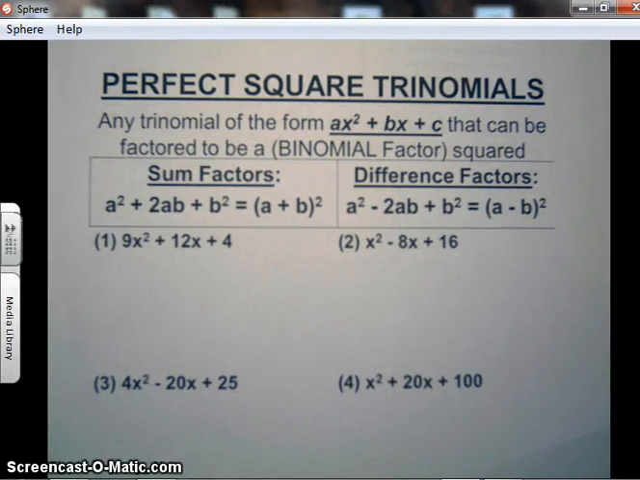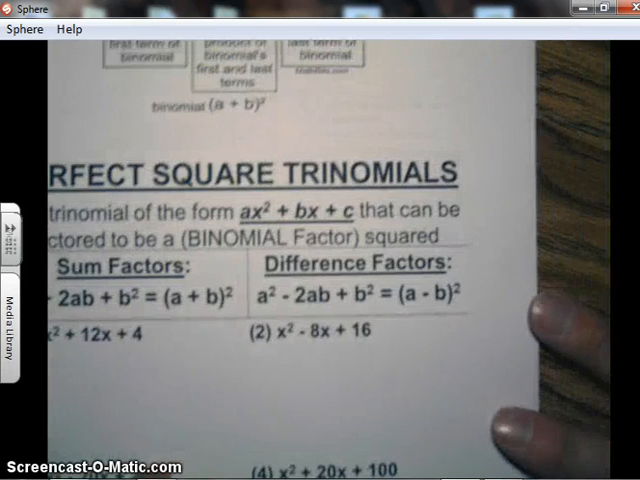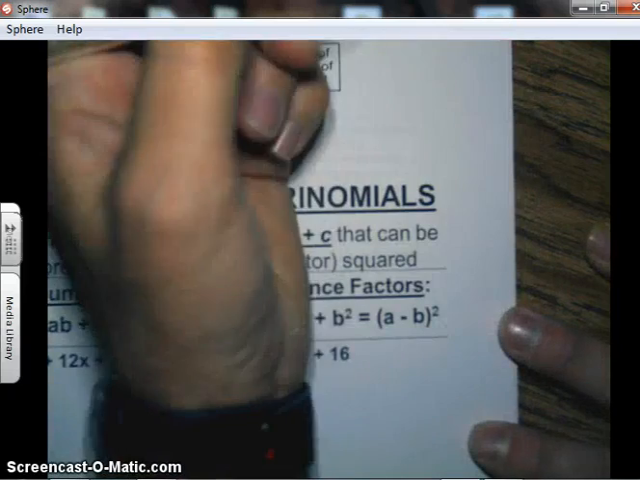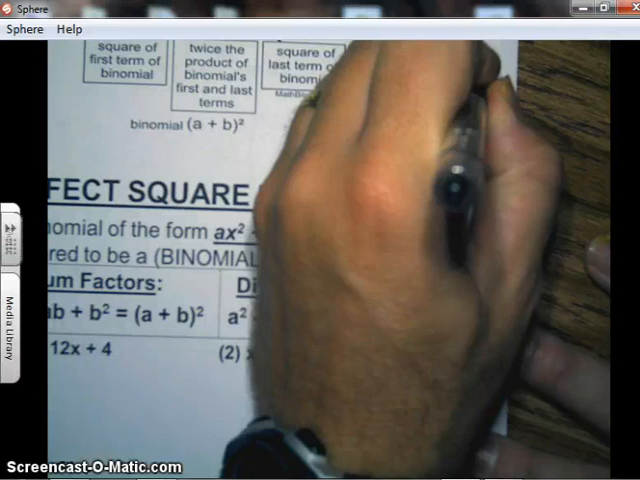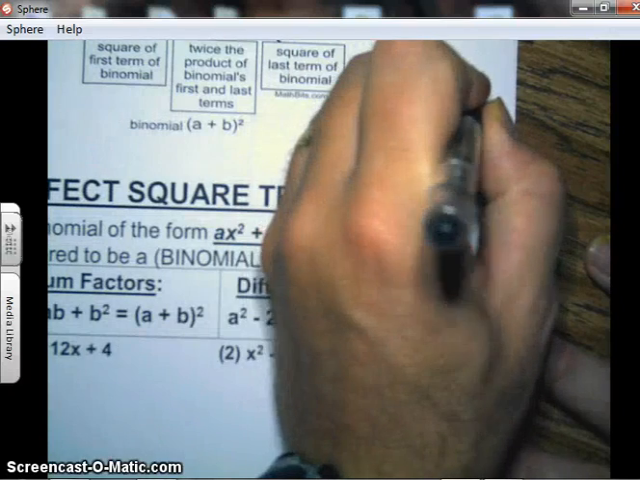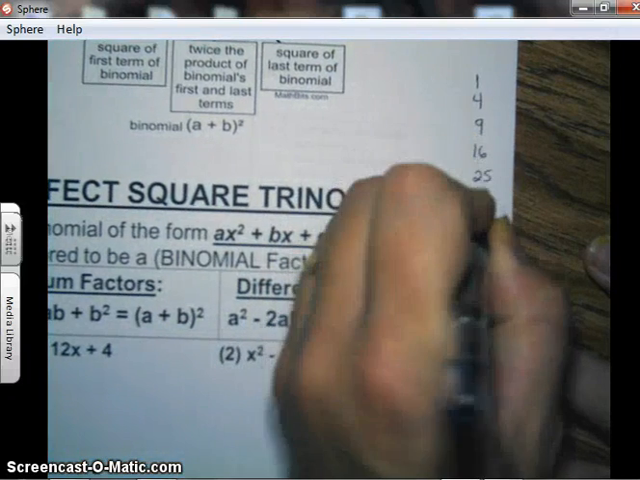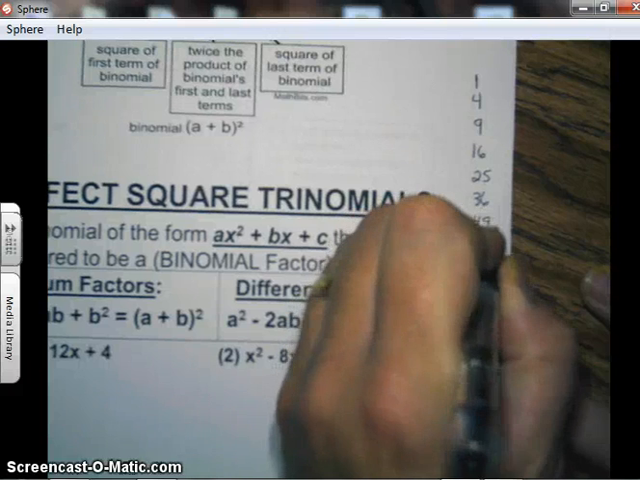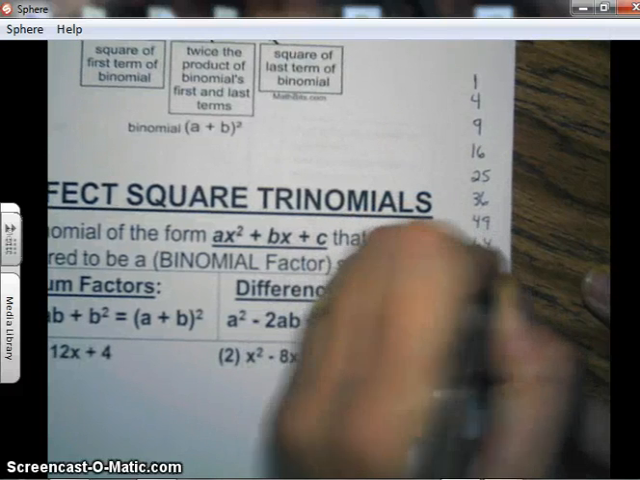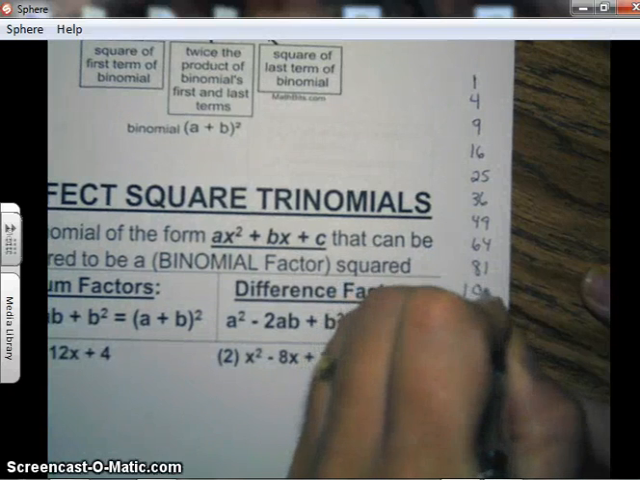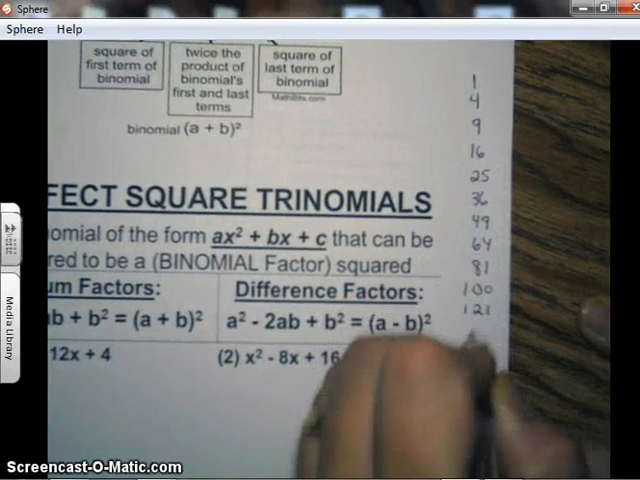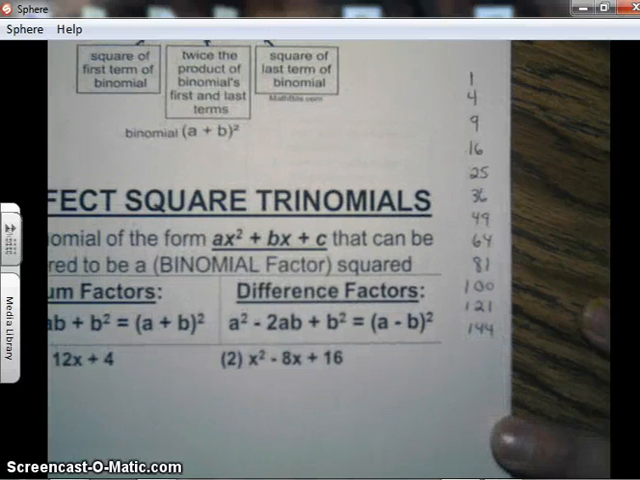Hey guys, now we're going to look at a special type of trinomial, and that's when we have perfect square trinomials. So if you don't know your perfect squares, let's list them over here: 1, 4, 9, 16, 25, 36, 49, 64, 81, 100, 121, 144. Those are all perfect squares.